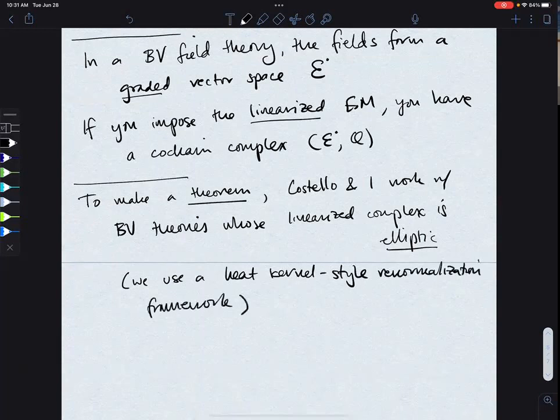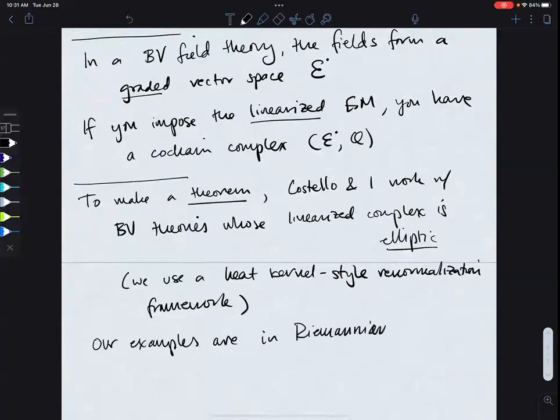Within Euclidean, yeah, exactly. So these are sort of Euclidean theories. Our examples are in Riemannian signature.